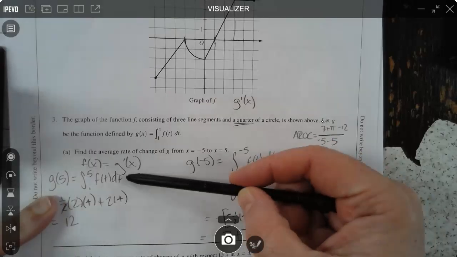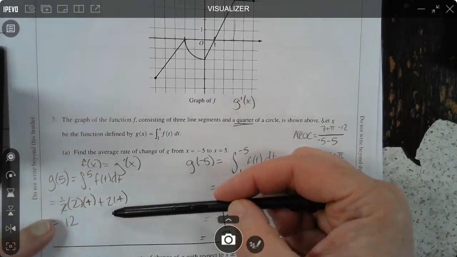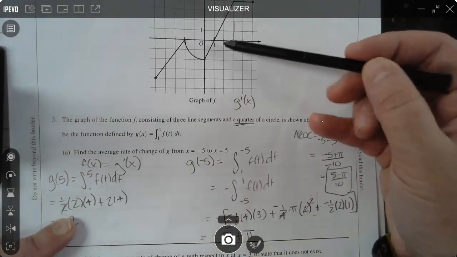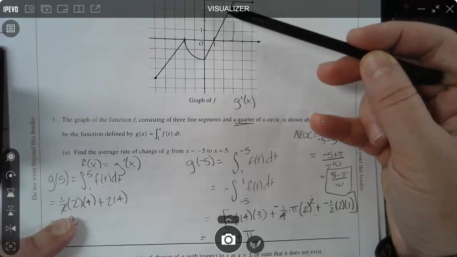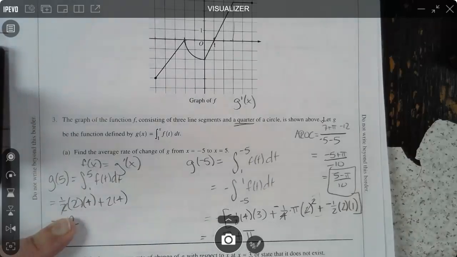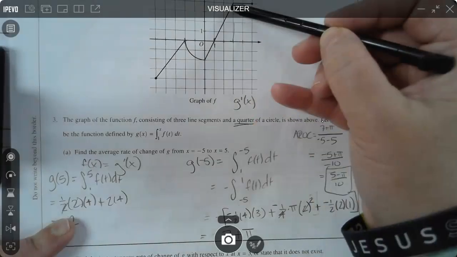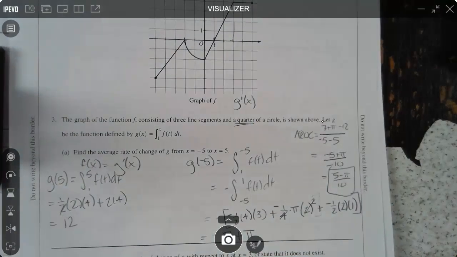From 1 to 5 on here, I've got a triangle and a rectangle. 100%. If you ever see shapes like this, a disjointed graph, you're going to have to find the area under the shapes. If you don't ever do that, then you haven't answered one of the questions correctly.